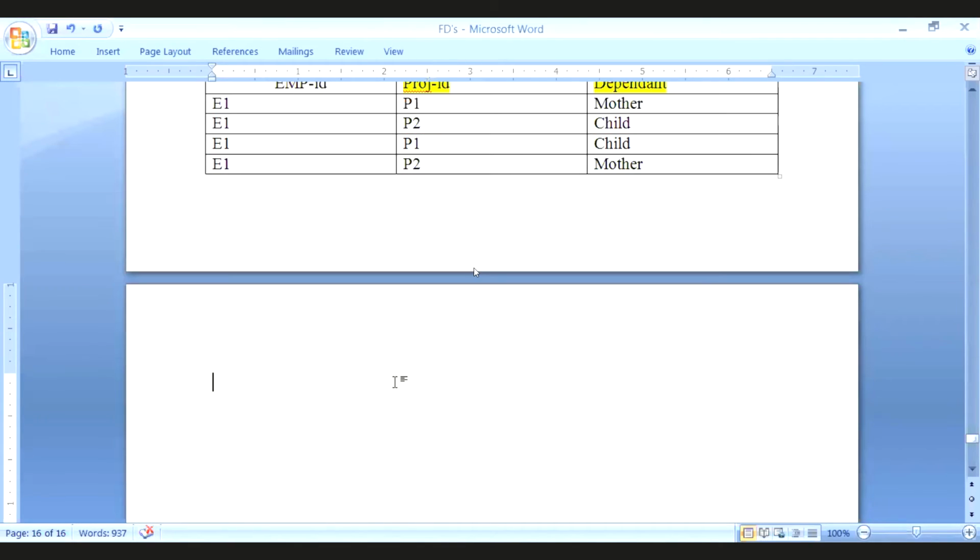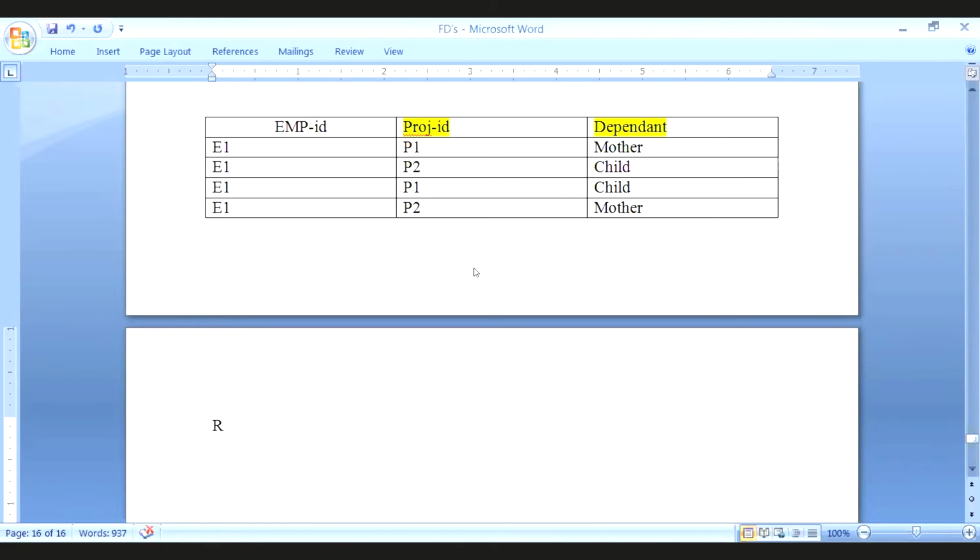So suppose R1 will be EMPID, comma, project ID, and R2 will be EMPID, comma, the other one, dependent. Now you will see, since I have separated them, the independent attributes are separated. So R1 will have E1, P1, E1, P2, and R2 will have E1 mother, E1 child. Clear?